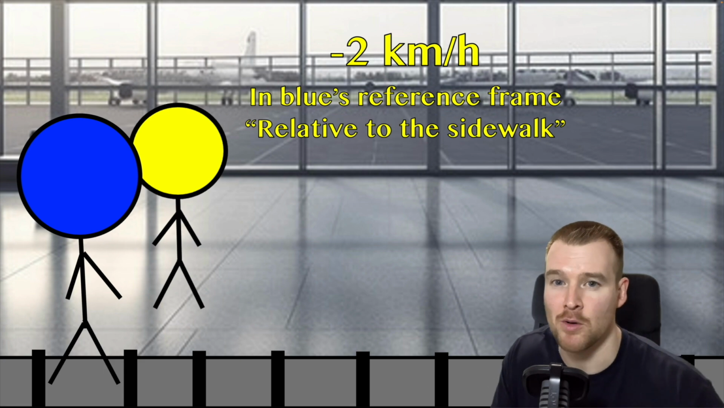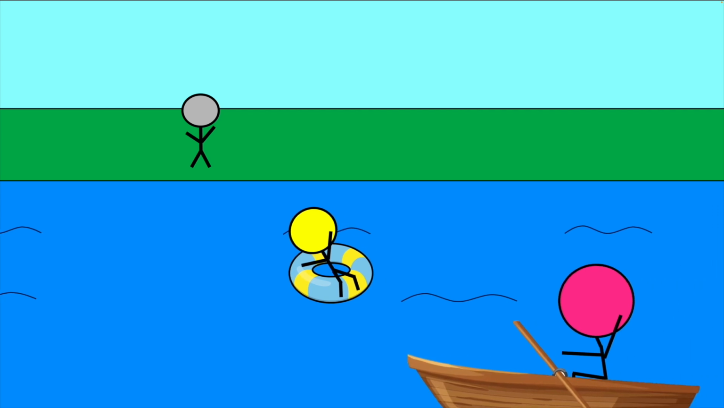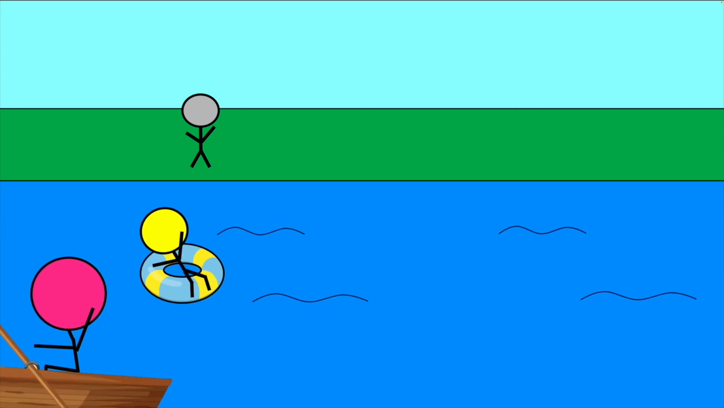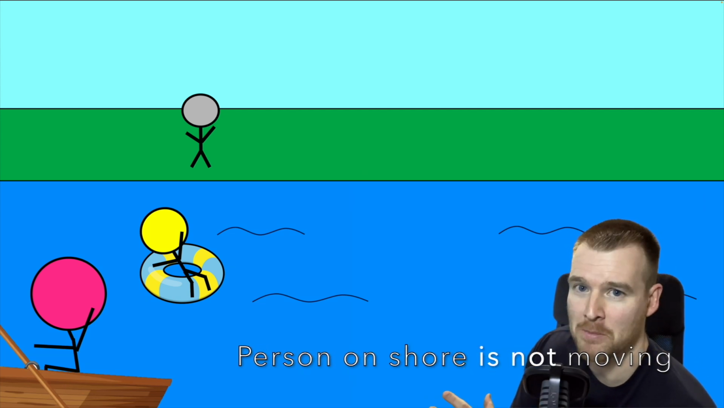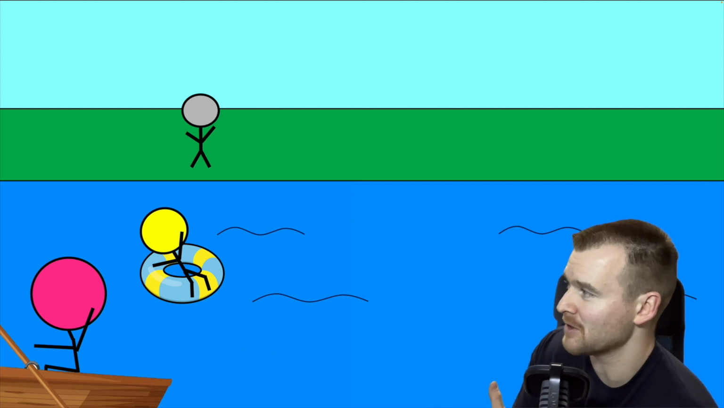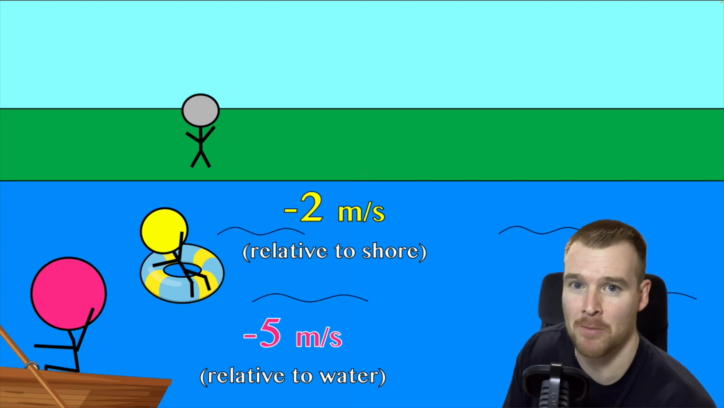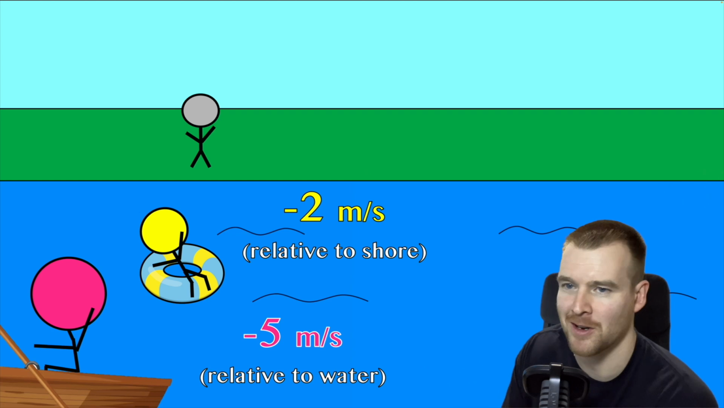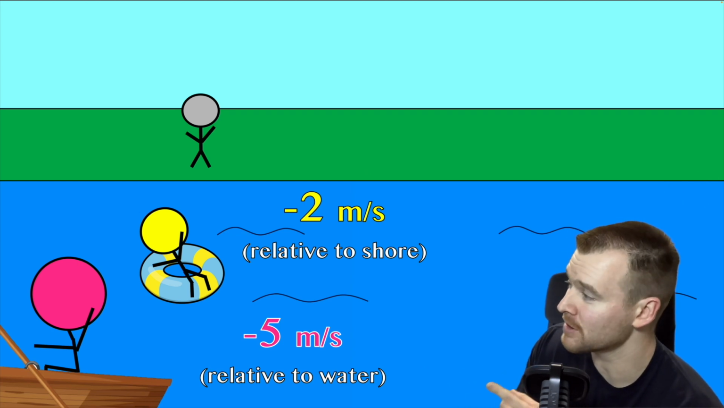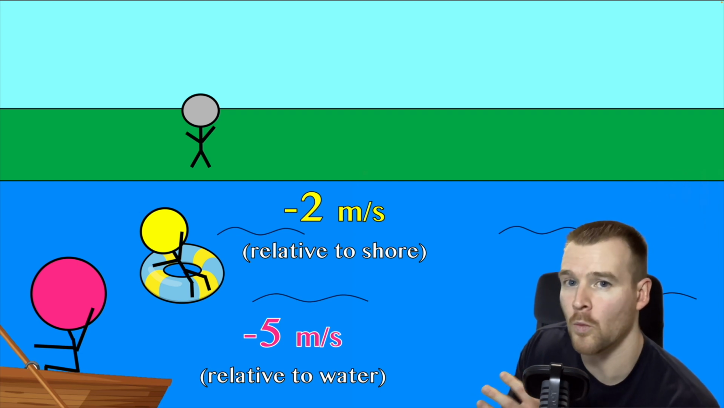Now we're going to take a look at a different example on some moving water. So in this case, we have a stationary person on the shore, someone floating in a tube, and another person cruising by in a boat. Okay, the person on the shore is our stationary point, so relative to the shore or relative to the person on the shore. We have the person moving in the tube, which is just staying up with the water. They're going at -2 because they're going backwards, or to the left in our diagram. And then the person in the boat is going at -5 meters per second relative to the water.